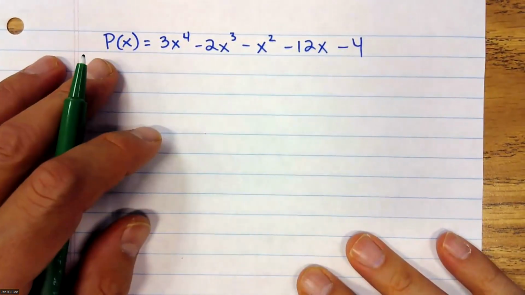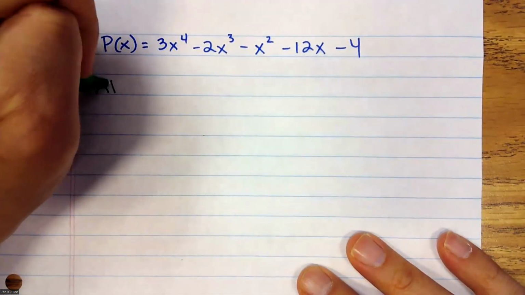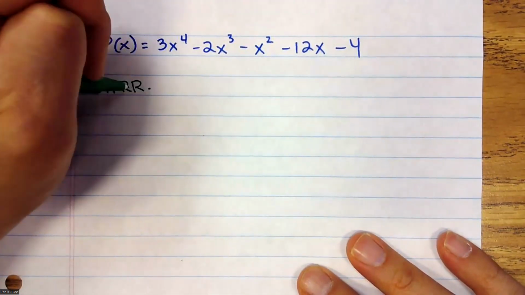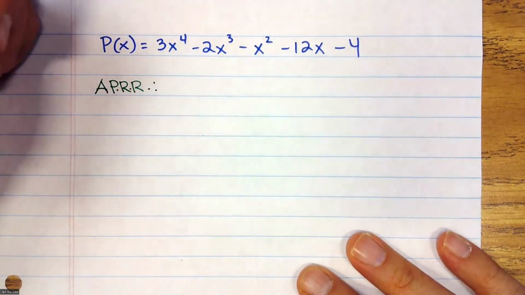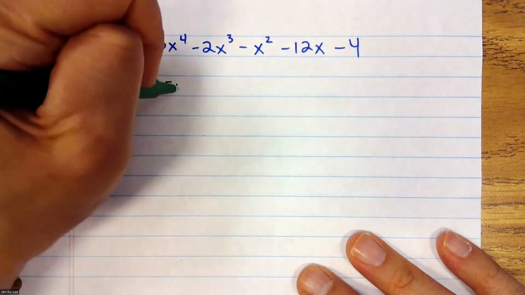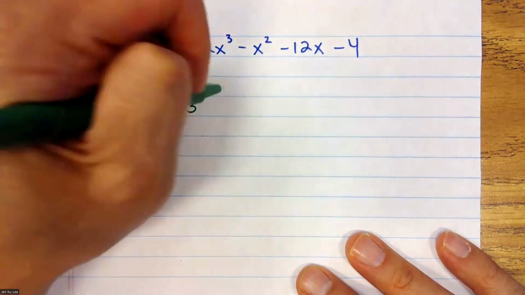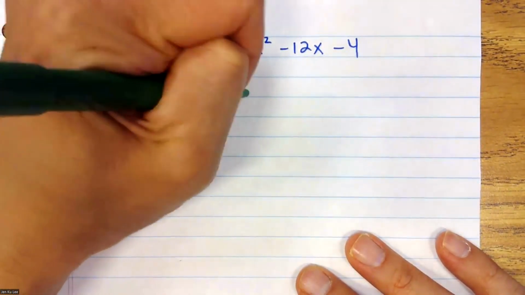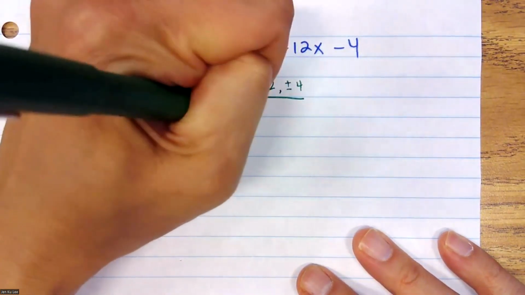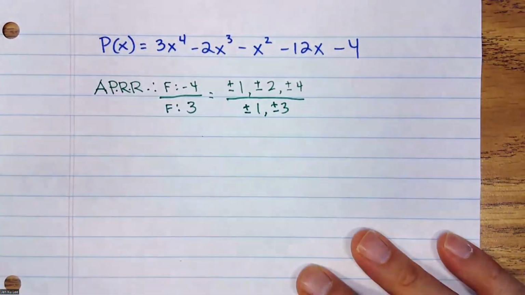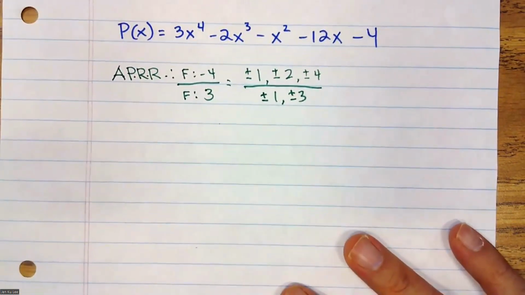So it looks to me that we have to use the rational root theorem here, because it would just be way difficult to factor. So I want the factors of negative 4 over the factors of 3: plus or minus 1, plus or minus 2, plus or minus 4, over plus or minus 1, plus or minus 3, right? That would be my list, correct?